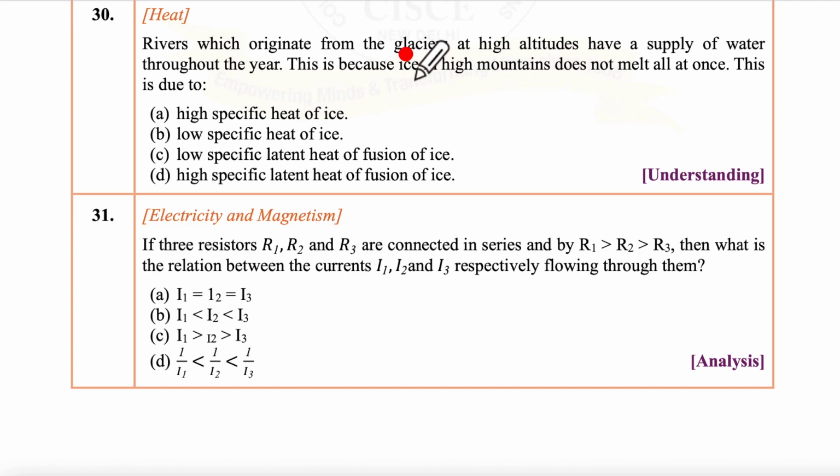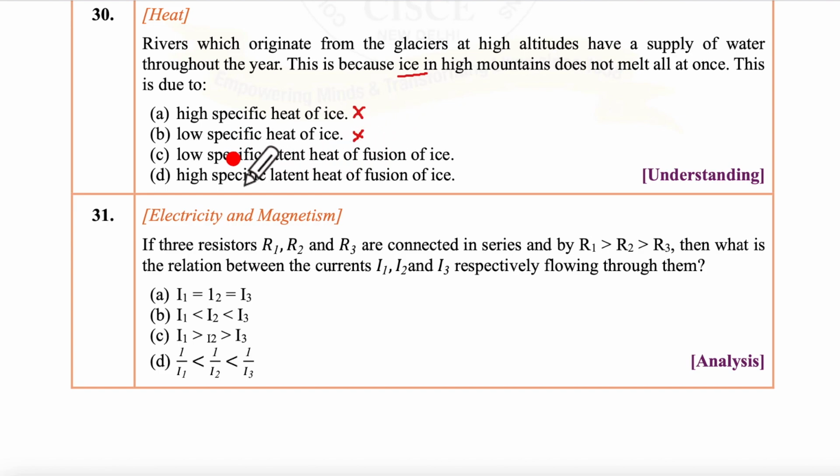Rivers which originate from the glaciers at high altitudes have a supply of water throughout the year. This is because ice in high mountains does not melt all at once. This is due to, definitely, ice having the highest specific latent heat of fusion. Let us see, is it because of high specific heat of ice? No. Low specific heat of ice? No.